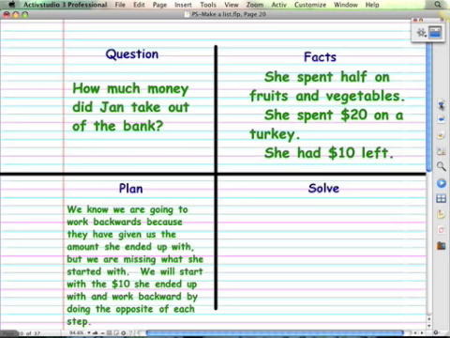Let's take a look at our plan. We know that we're going to work backwards because in this problem they've given us the amount she ended up with, but we're missing what she started with. So what we're going to do is we're going to start with the $10 she ended up with and work backward by doing the opposite of each step. Okay, it's time to solve the problem.